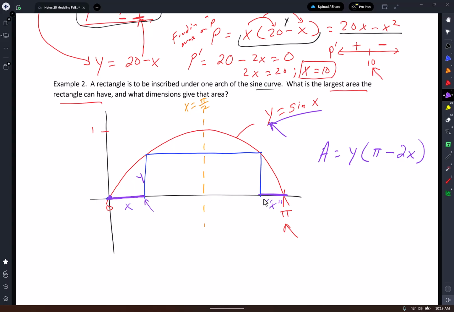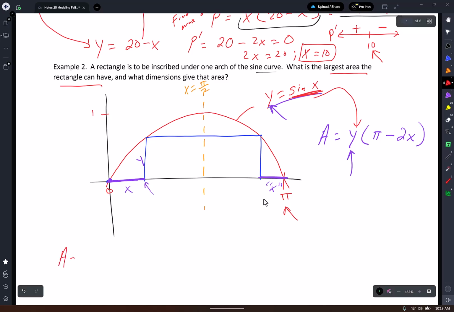Now, I don't want the area in terms of two variables. Good job, Miss Houston, future engineer there. I want my expression in terms of just one variable. What does this y equal? So there it is. I'm going to plug that in there. So I'm going to write area equals sine x, parenthesis, pi minus 2x, close it.